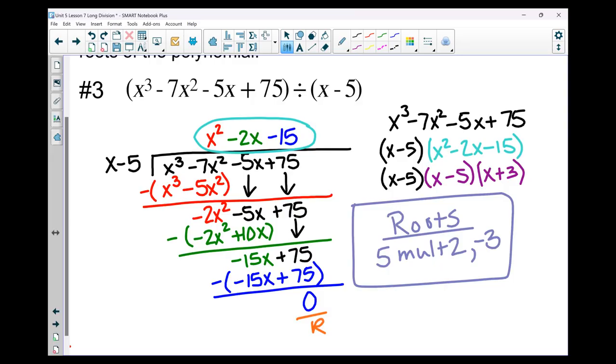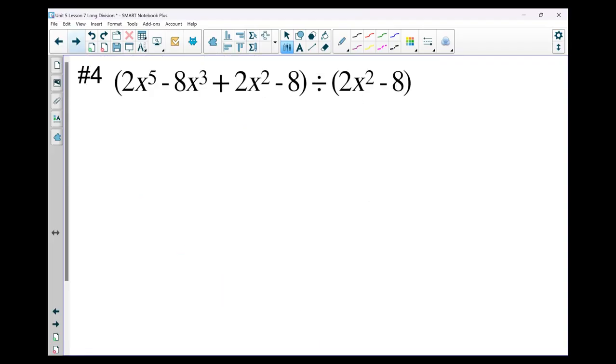We are good. So we took a polynomial x to the third minus 7x squared minus 5x plus 75 that we did not know how to factor. We did not know how to find roots without a calculator. We were told that a factor of the polynomial could be x minus 5. We proved that it was because the remainder was equal to 0. And then we were able to break it down so that the quotient was something we were able to work with, that we've learned about before. This process is going to be so important to us. Let's try it out again.